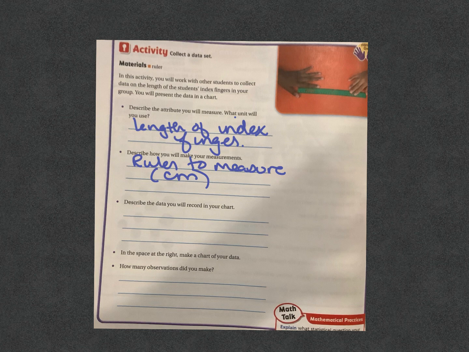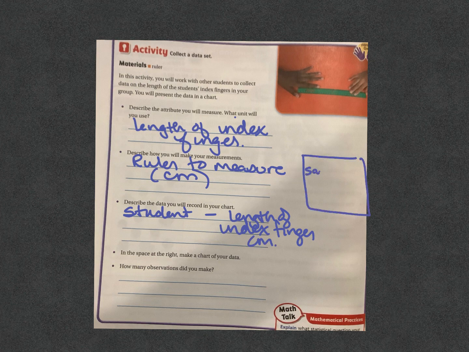Describe the data you will record in your chart. Well, I will put the student's name on one side of the table, and then on the other side, I will put the length of index finger in centimeters. So Sam, 8 centimeter index finger, Lisa, 7 centimeter index finger, and on and on in a table. In the space at the right, make a chart of your data. There it is. That's the chart at the right. That's the data we're going to make since we can't go around measuring each other's index fingers.